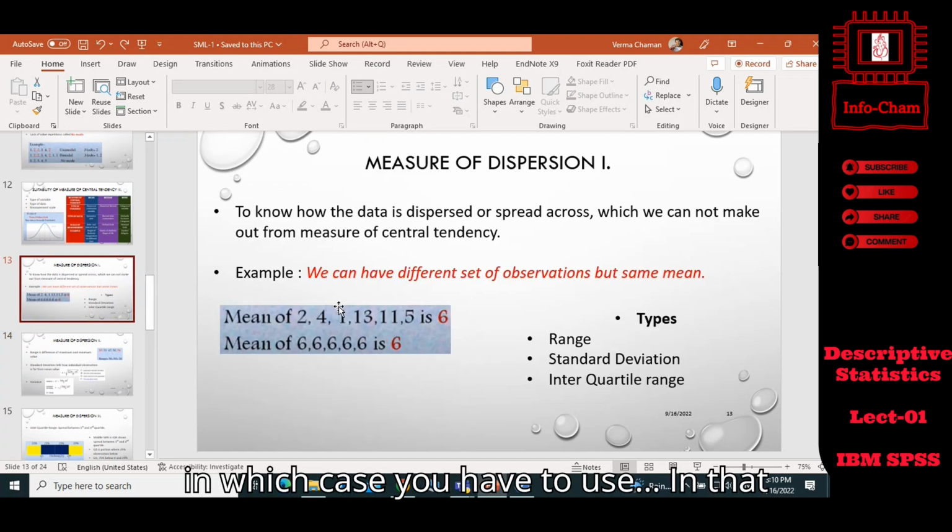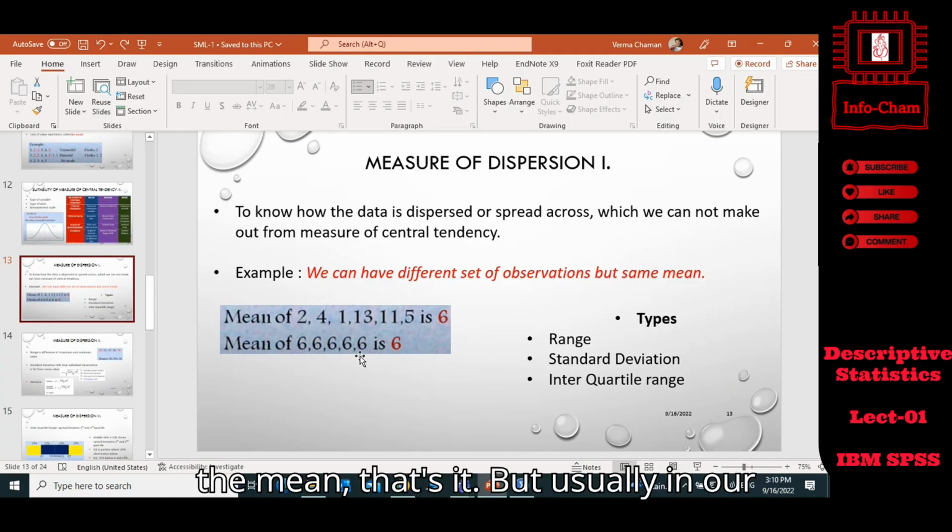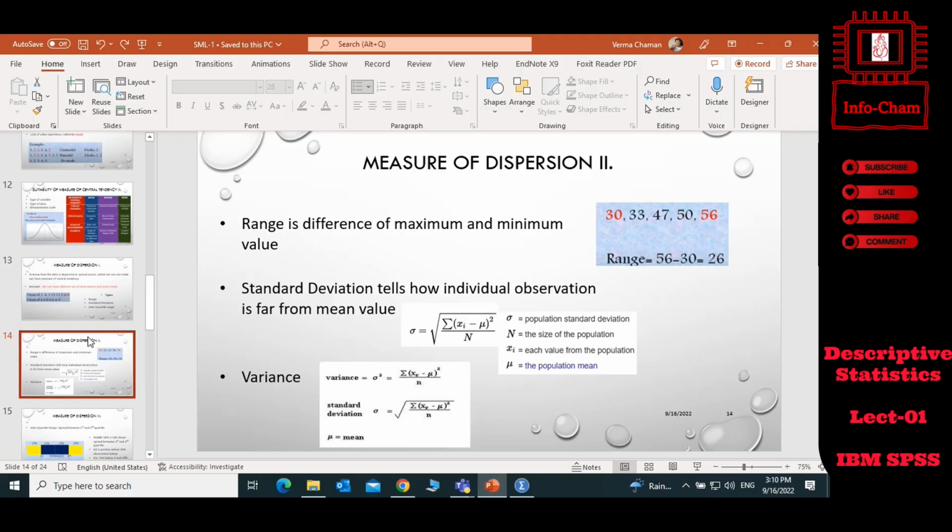In that case, if you have this, there's no need to go further. We only have the mean, that's it. But usually in our life, in our problems, we will have this type of data, because some students can have low marks, some students have high marks, some students have medium marks. We have to understand.